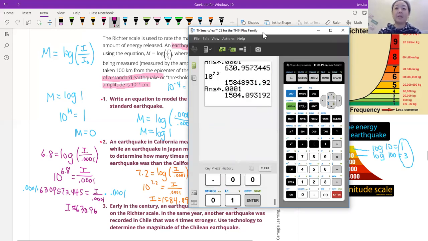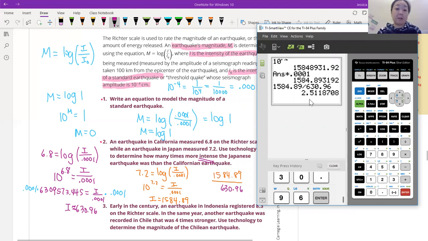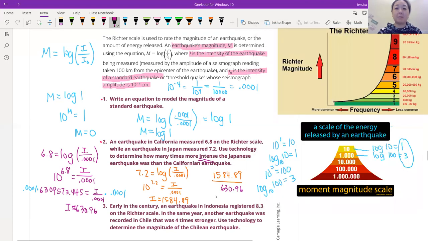Alrighty, so we're going to go right here. 1584.89. Divide that by 630.96 equals, it's about 2.5 times more intense, right? So even though the number doesn't seem like that much, it's only like a 0.4 difference, because we're talking about logs, the intensity is much stronger. Okay, so times more intense. All right, there we go.